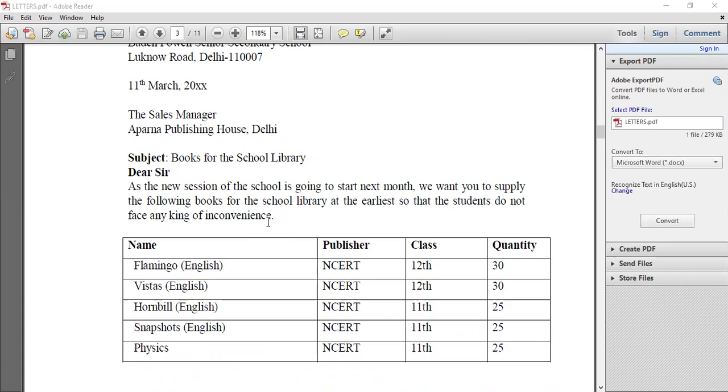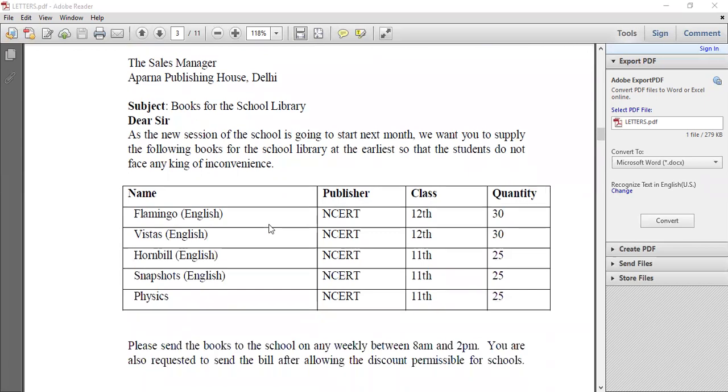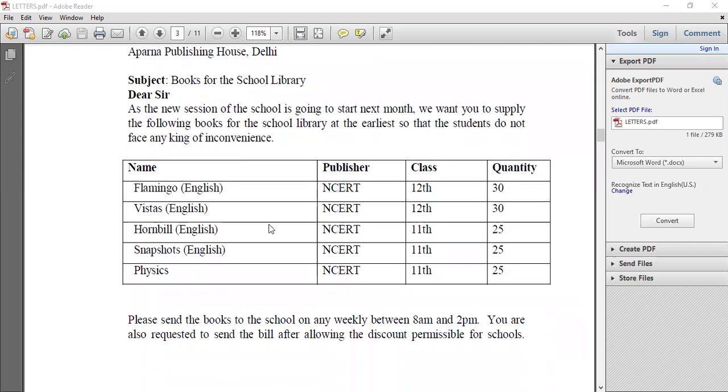As a new session of the school is going to start next month, we want you to supply the following books for the school library at the earliest, so that the students do not face any kind of inconvenience. You understand that? Again, I'm reading that. As a new session of the school is going to start next month, we want you to supply the following books. So we are giving a table column. Following books for the school library at the earliest, so that the students will not face any kind of inconvenience.